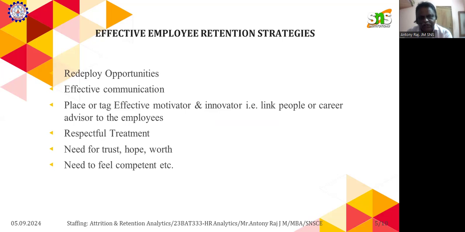A lot of organizations don't wait for people to come back and discuss their career. They have a system in place where people are spoken to at regular intervals, and career advisory is given to these employees. So this is also one of these things.